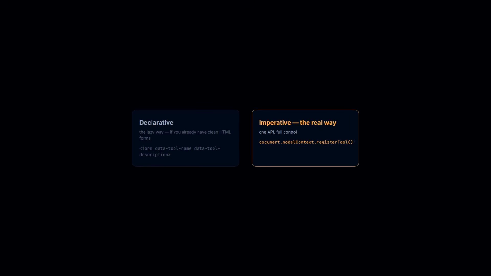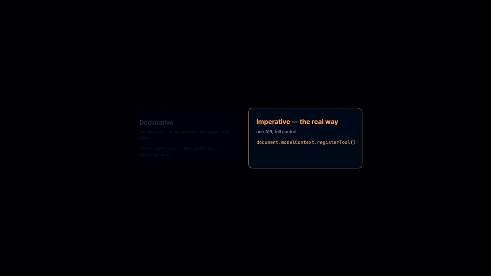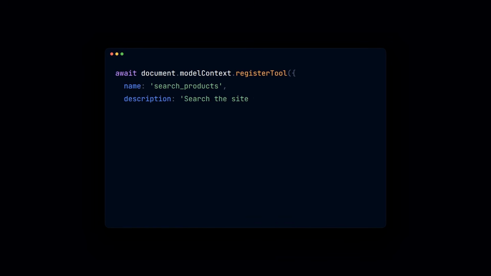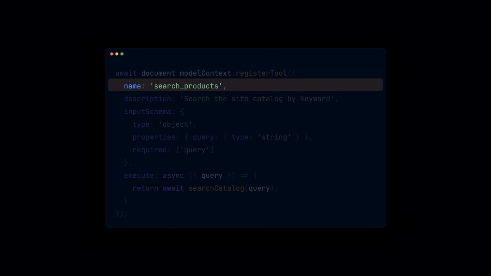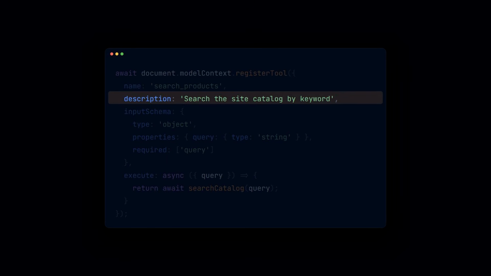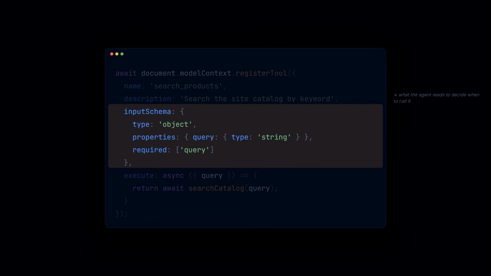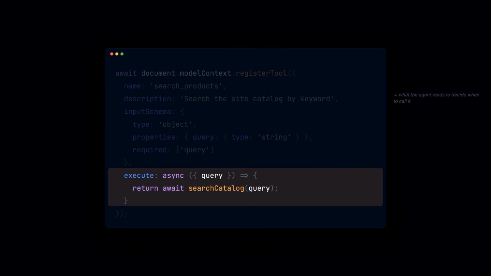There are two ways to expose a tool. The lazy way is declarative. You just annotate the form with a name and description. The real way is imperative, through one API, document.modelContext.registerTool. Name, description in plain English, that's what the agent actually reads to decide when to call it. A JSON schema for the input, and an execute function that runs your real logic and returns real data. If you want to try this yourself, this is currently in an origin trial in Chrome. It moved on from the early flag-only preview a few versions back.